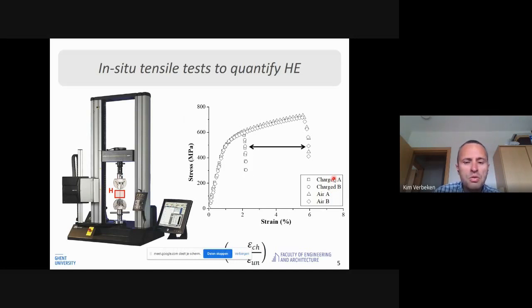Now, how do we do these tests? This is a typical setup, but what is important here, what you see over here, is that we do in situ tensile testing.